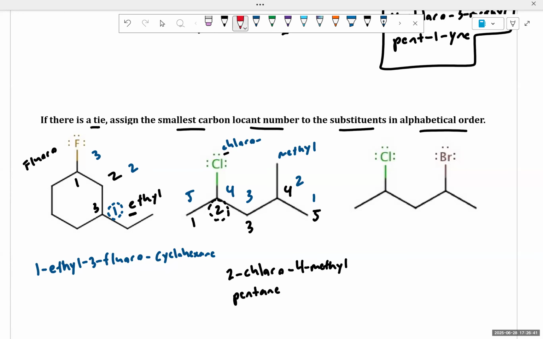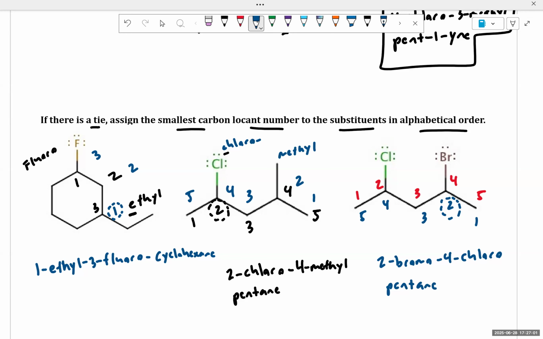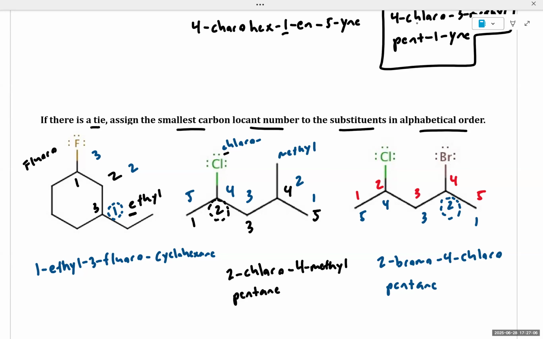By the same token, looking at this next example, we have a choice between a chloro and a bromo group. Bromine is first alphabetically, so we're going to name this compound as 2-bromo, 4-chloro, pentane. So if there's a tie, then you resort to alphabetical order because alkyl groups and halogens are equal priority.